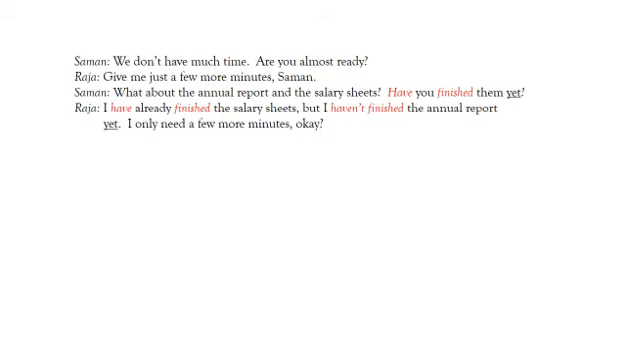Next, we have a conversation between Saman and Raja. Saman says, we don't have much time. Are you almost ready? Raja, give me just a few more minutes, Saman. Saman, what about the annual report and the salary sheets? Have you finished them yet? Raja, I have already finished the salary sheets, but I haven't finished the annual report yet. I only need a few more minutes.